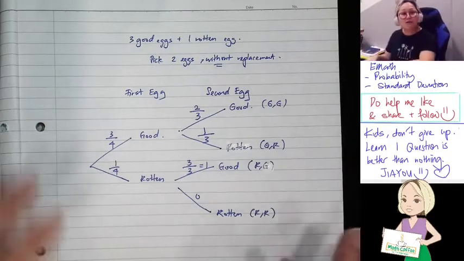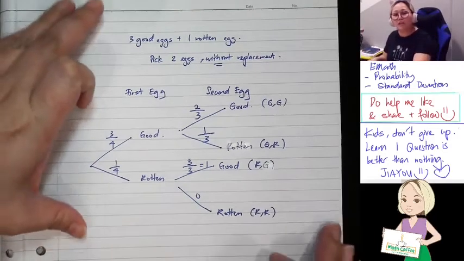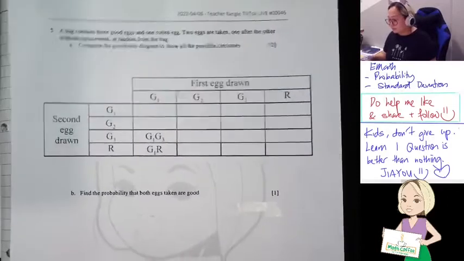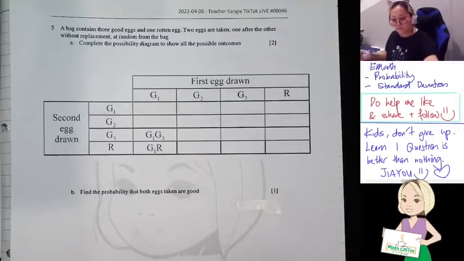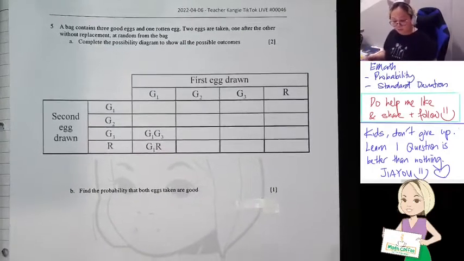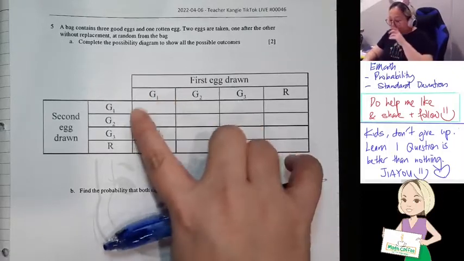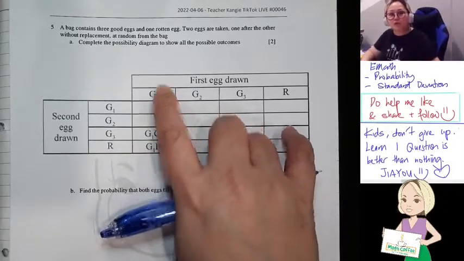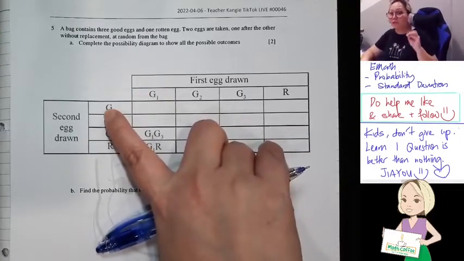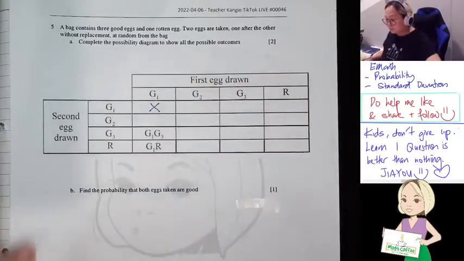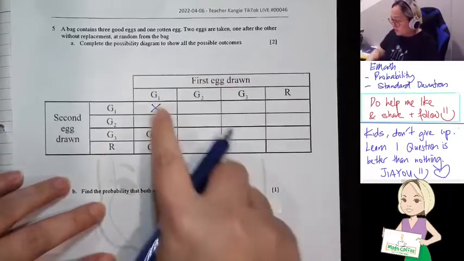Okay, so I already drew the equivalent tree diagram here. Let's go back to our possibility diagram. Over here you can see that G1 is not possible. You know why? Because if you already pick the first good, the second egg can't be the same one. So you can put a cross here.